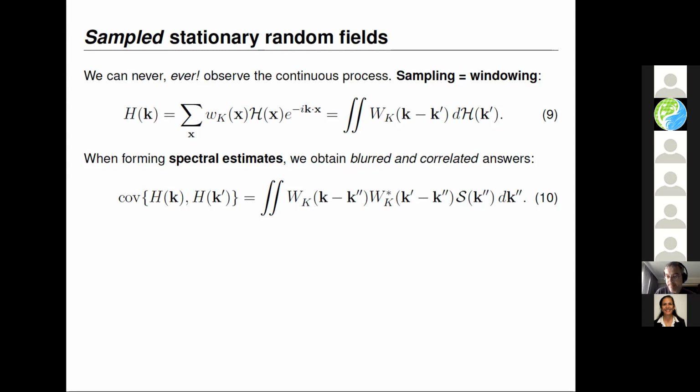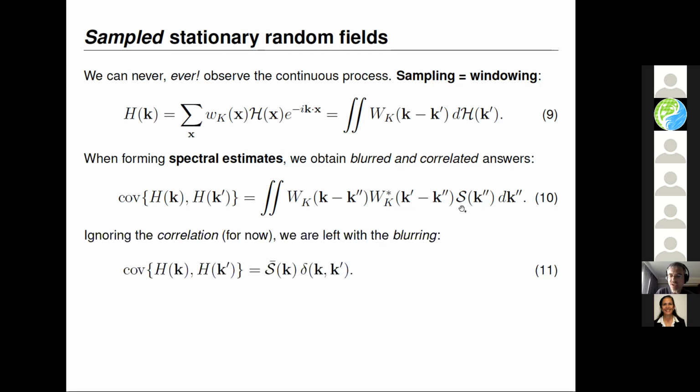And that's what we want to disentangle. So we want to see through how that's going in order to learn from our sampled field what the underlying S is. So quickly, if I ignore the correlation between wave numbers, if I ignore interactions between K and K prime, then I'm going to introduce this thing here, which is S bar, and I'll be referring to that as a blurred spectral density.